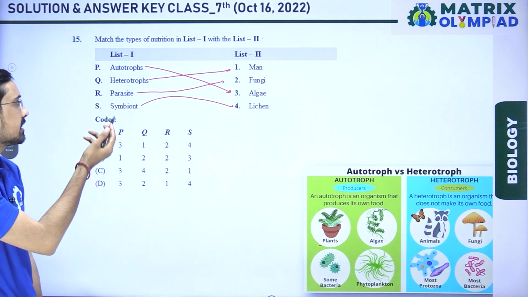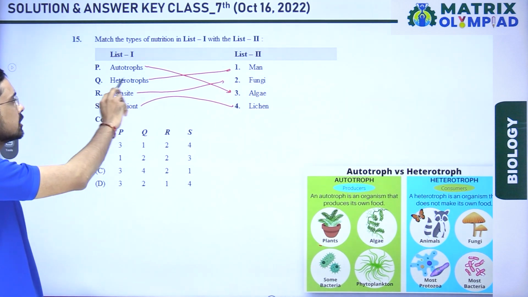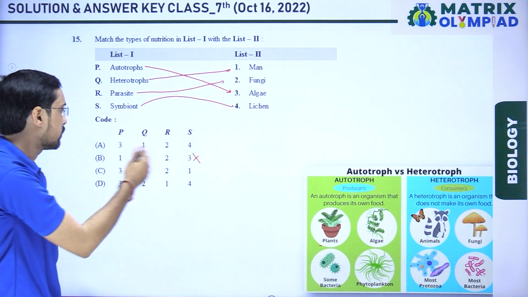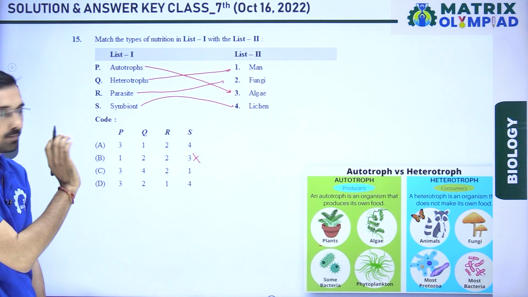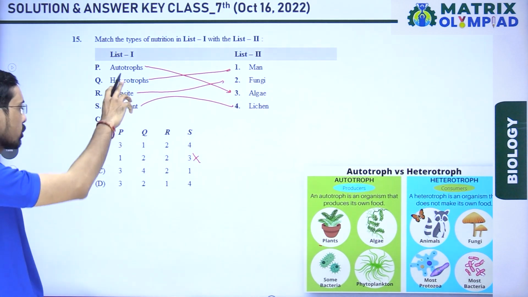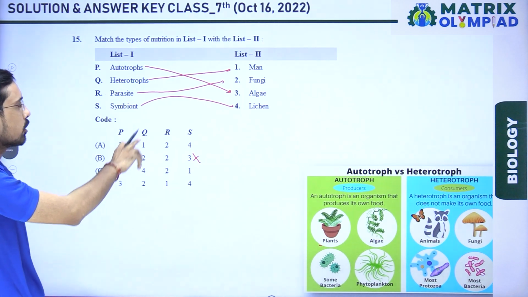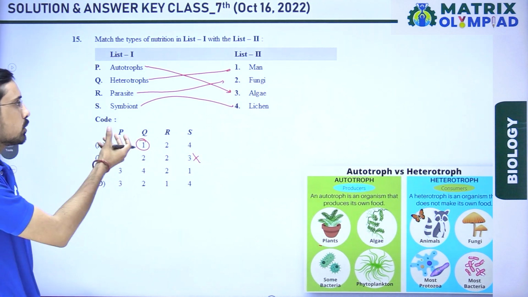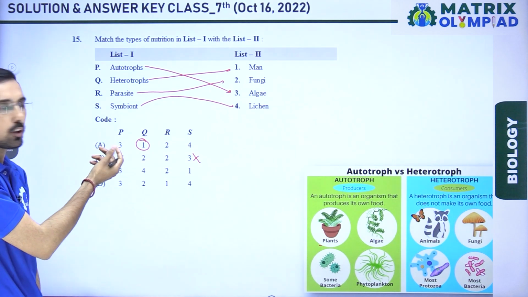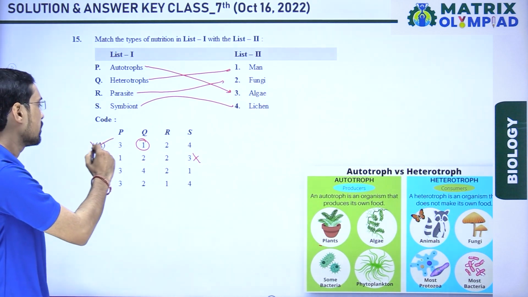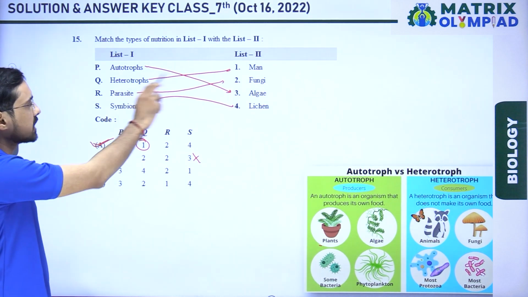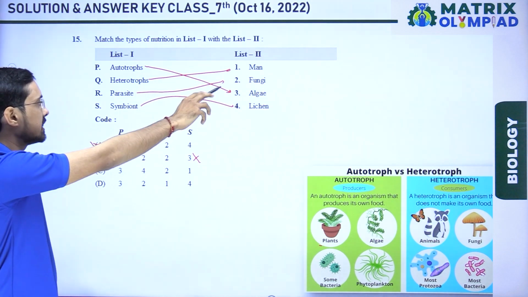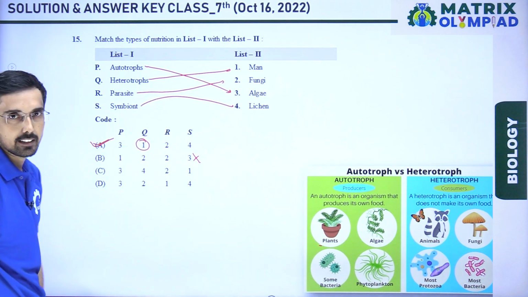As you see in the options, first is autotrophs. It is given in three options, so our second will be wrong. Now move to the heterotrophs. Heterotrophs is given in only the first. So according to the options, our most appropriate option will be option A, which shows that autotrophs are algae, heterotrophs are men, parasite is a fungus, and symbiotic is a lichen.